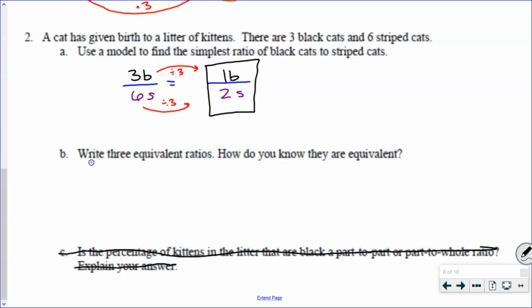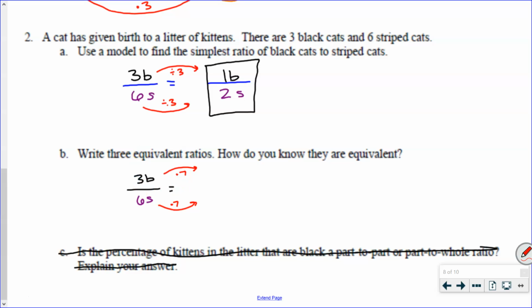Part B says write 3 equivalent ratios. How do you know they are equivalent? So again, I'm going to start with my original. My 3 black cats, my 6 striped cats. Equivalent ratios. You can do any number of things. You could divide if you wanted to, but we already divided by 3 and we got that. So really, we're probably better off to just multiply. What's your favorite number? Multiply by that. Maybe you want to multiply by 7. You can multiply by any number as long as you do the same thing to the bottom.